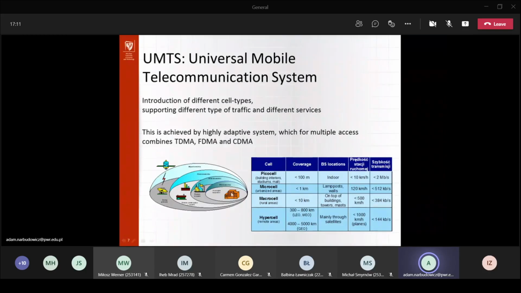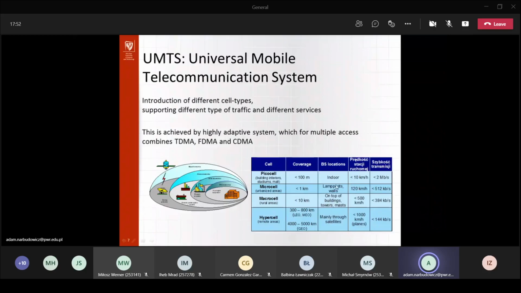So in principle, different sizes of cell have different coverage. 100 meters is typically considered for the picocell. Microcell is up to 1 kilometer. So this is the most common in urbanized areas. I would say nowadays, in big cities, well, in Wrocław, you would even probably have cells smaller than that, up to a few hundred meters. And then there are the big macrocells, which are on top of building towers, masts, etc. Okay.